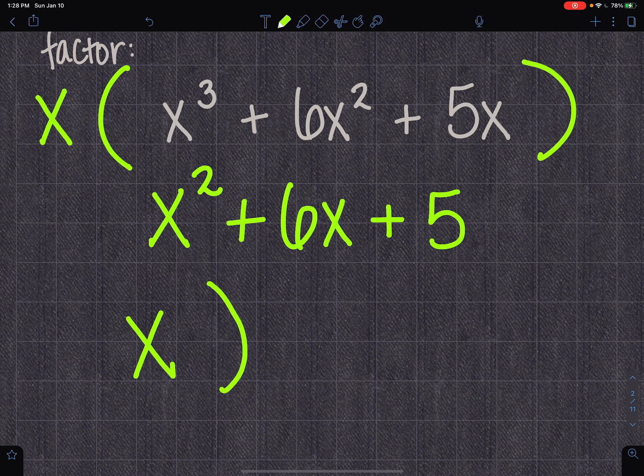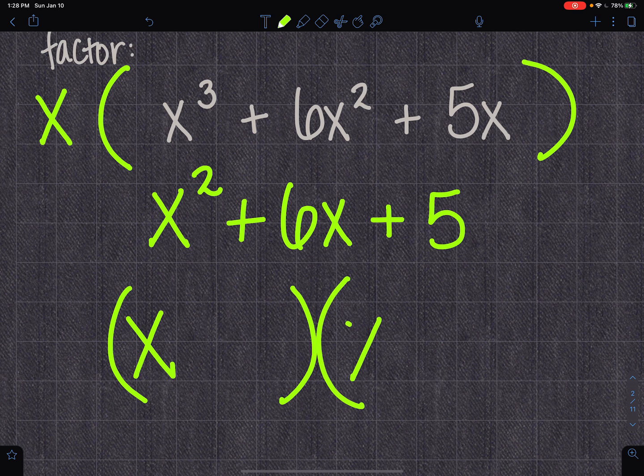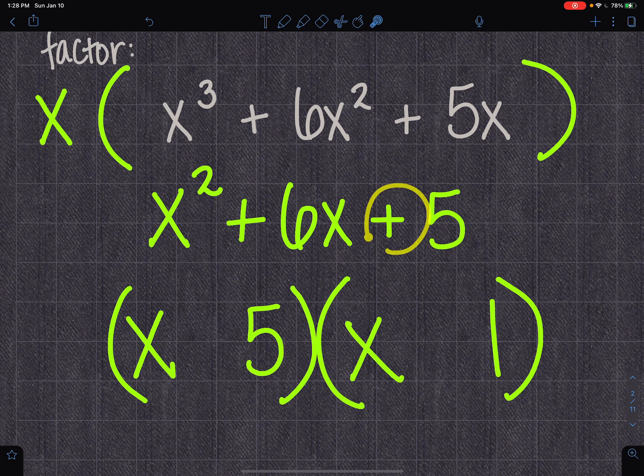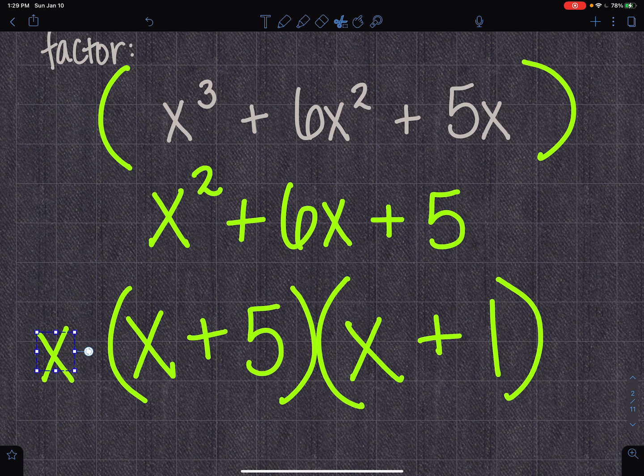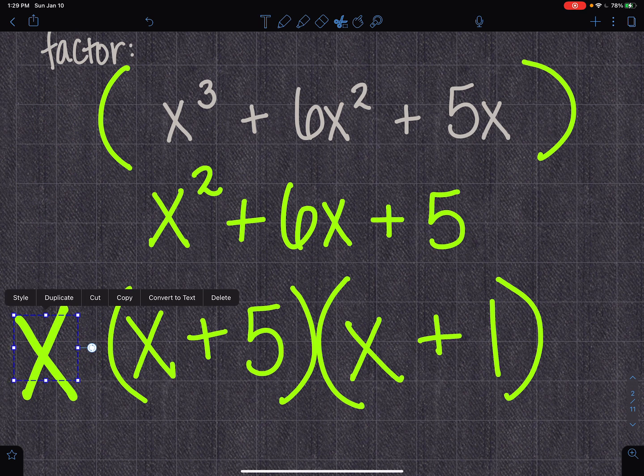So the two numbers are going to be 5 and 1, and there's nothing but positives in this, so I'm going to keep everything positive. They multiply to make 5. They add together to make 6. And then I'm not going to forget about this x that I took out. And that comes out and goes out front.